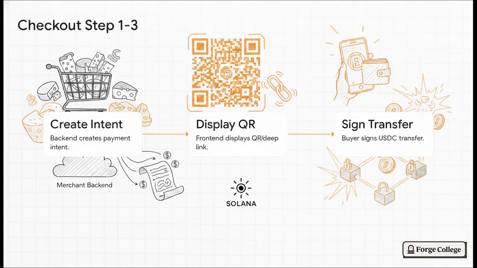Here's the first half of our assembly line. Step 1, the customer adds that cheese to their cart, and our back end immediately creates a payment intent. Think of a payment intent like an unpaid digital invoice just waiting for funds to arrive. Step 2, the front end takes that intent and generates a slick Solana Pay QR code, or maybe a deep link for mobile. Step 3, our cheese enthusiast whips out their digital wallet, scans the code, and securely signs the USDC transfer on the blockchain. Boom, the money is moving globally.